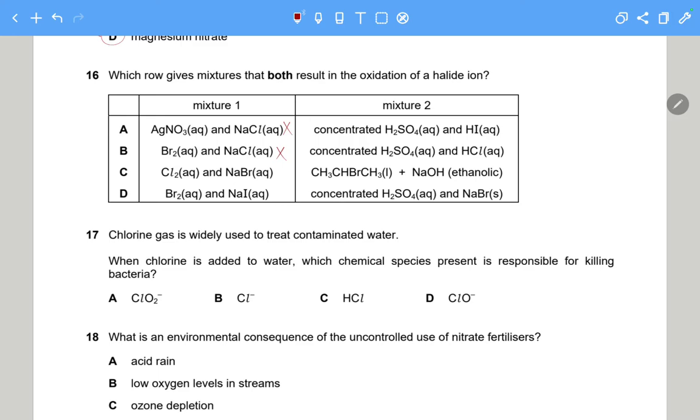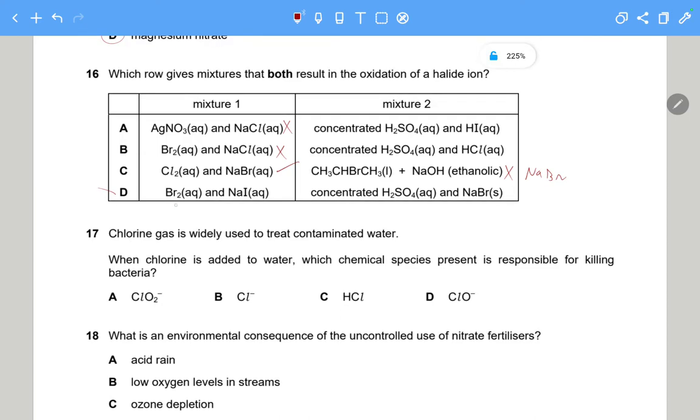And then we look at the third statement, Cl2 and NaBr. Chlorine is more reactive than bromine, so it will displace bromine, oxidizing bromide ions to form Br2, and therefore there will be an oxidation of a halide ion, and this is a likely answer. Now let's read the statement for mixture 2. CH3CHBrCH3, which is 2-bromopropane, plus ethanolic NaOH. Now this is an elimination reaction, and we get Br negative ions because we get NaBr as one of the products. So there is no oxidation of Br negative, no Br2 formed. So this cannot be the answer, which means D has to be the answer, but we'll make sure why it is. Br2 and NaI. Bromine is more reactive than iodine, it will displace iodide ions to form I2, and that's why oxidation will take place.